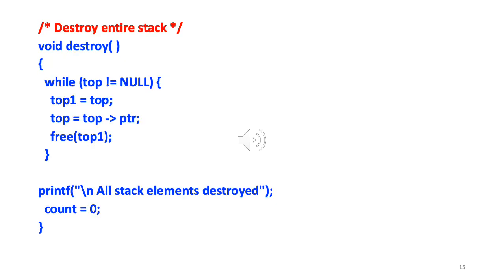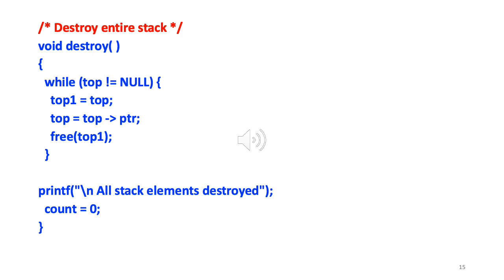Right, now I am on slide 15, and this is the last function that we have, void destroy. Okay. Right, so we've discussed this in one of the previous pictures. So what is the idea of this function destroy? The idea is to get rid of all the nodes in the stack.